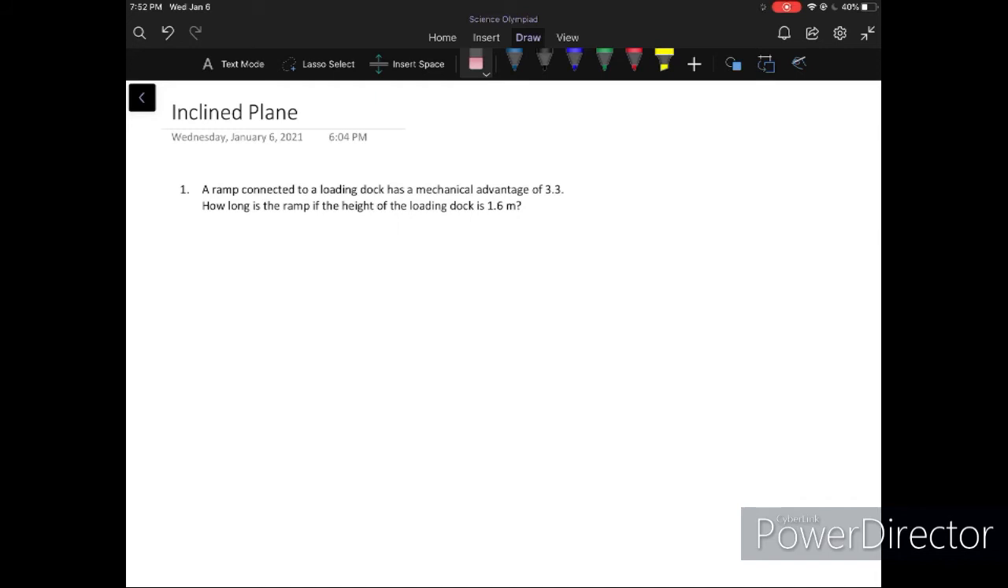Now we're going to look at an example of the mechanical advantage of an inclined plane. A ramp connected to a loading dock has a mechanical advantage of 3.3. How long is the ramp if the height of the loading dock is 1.6 meters?